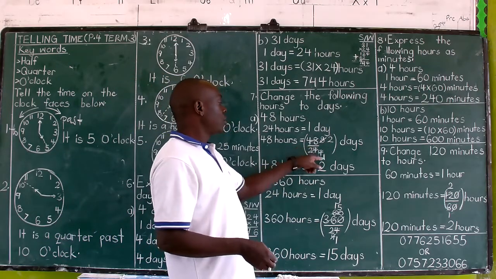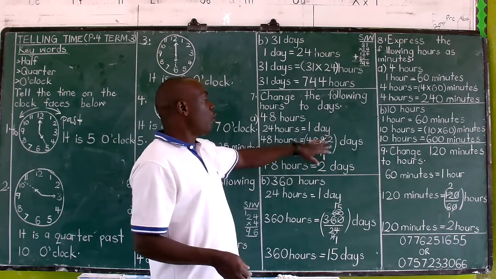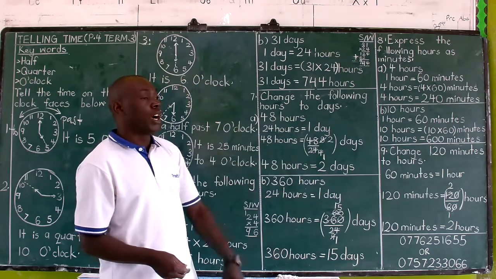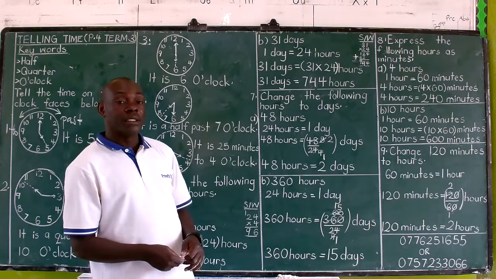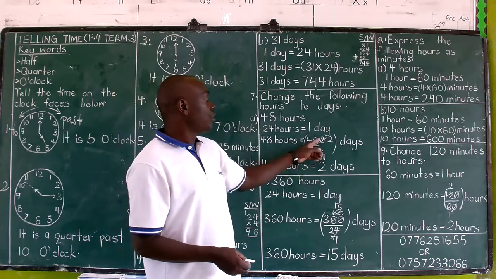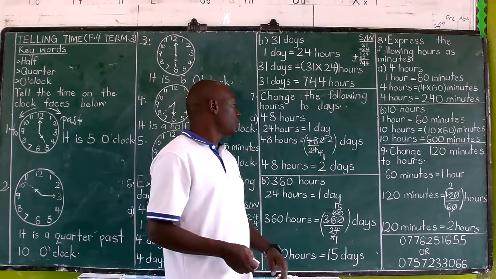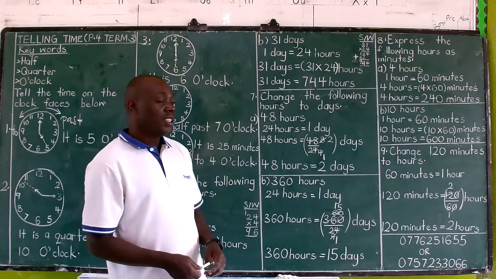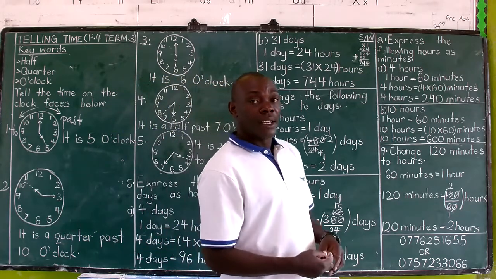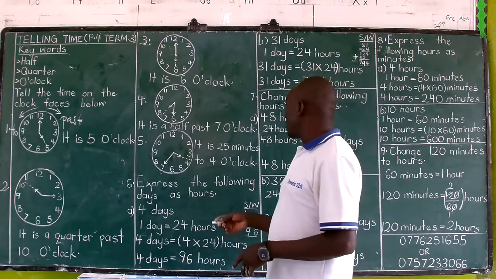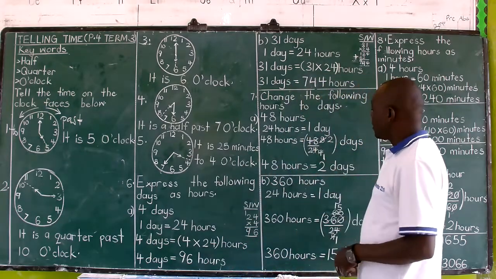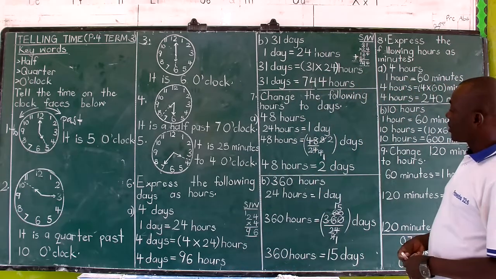So I've got 2 out of 1. 2 out of 1 is the same as 2 divided by 1. Any number divided by 1 remains that number. So 2 divided by 1 remains 2. So there are 2 days in 48 hours. And that's the way we divide slowly and get that answer.